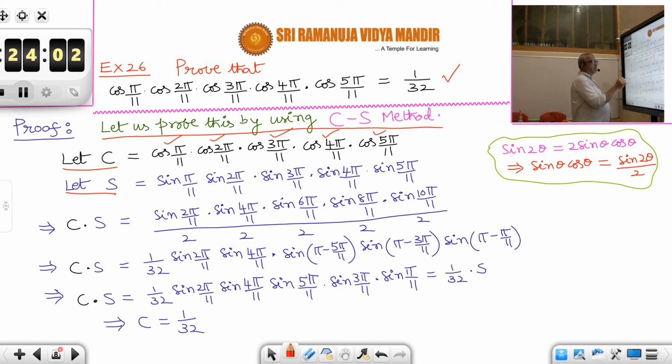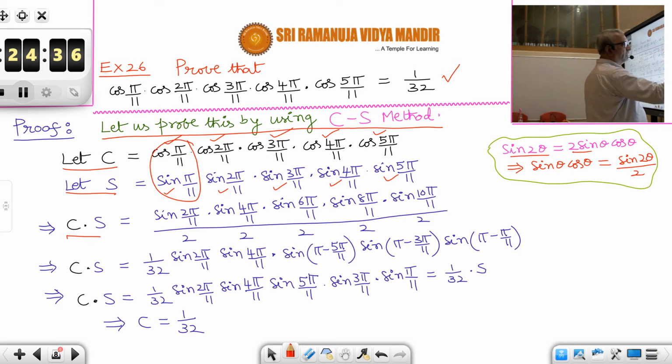So let S be equal to what then? For the same angles, sines: sin pi by 11 into sin 2 pi by 11 into sin 3 pi by 11 into sin 4 pi by 11 into sin 5 pi by 11. So consider the product C into S. C is a product of 5 factors, S is a product of 5 factors. C into S means the product of all the 10 factors. In that, what is the product of these two? Cos theta, sin theta. As sin 2 theta is 2 sin theta cos theta, therefore sin theta cos theta is sin 2 theta by 2. So I am using it.